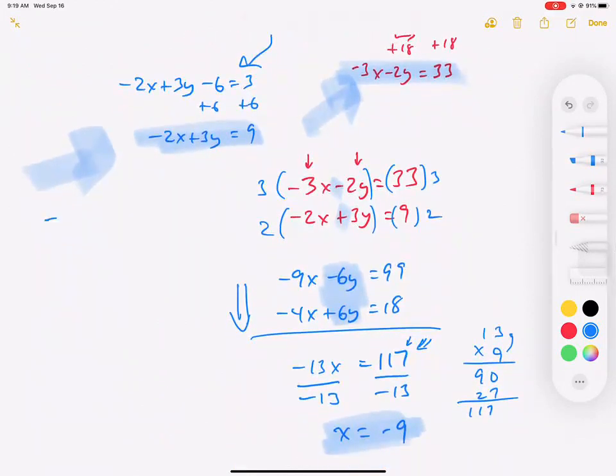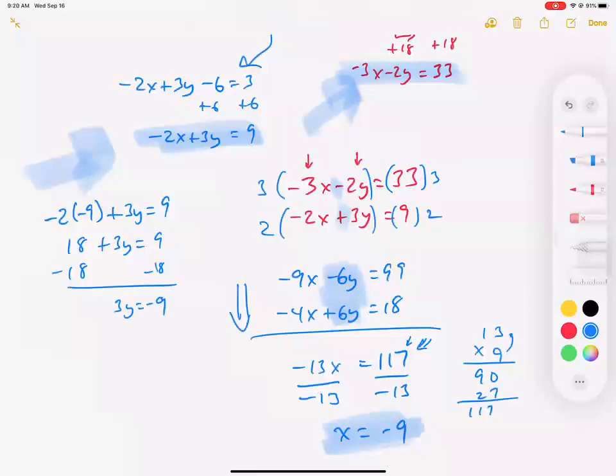So negative 2x, which now we know x is negative 9, plus 3y is equal to 9. That's 18 plus 3y equals 9. Minus 18 on both sides, 3y is equal to negative 9, divided by 3. y is equal to negative 3. So we solved for x, y, and z.